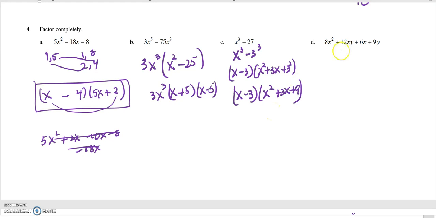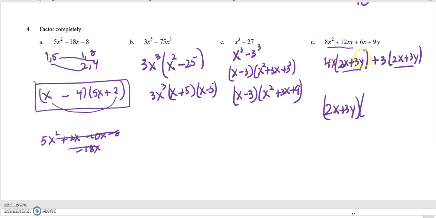And here we must do by grouping. If I look at the first two, I can take out a 4x, and I have 2x plus 3y. And out of the last two, I can take out a plus 3, and I have 2x plus 3y. Excuse me. So these are the same. Good news. Factor that out front.